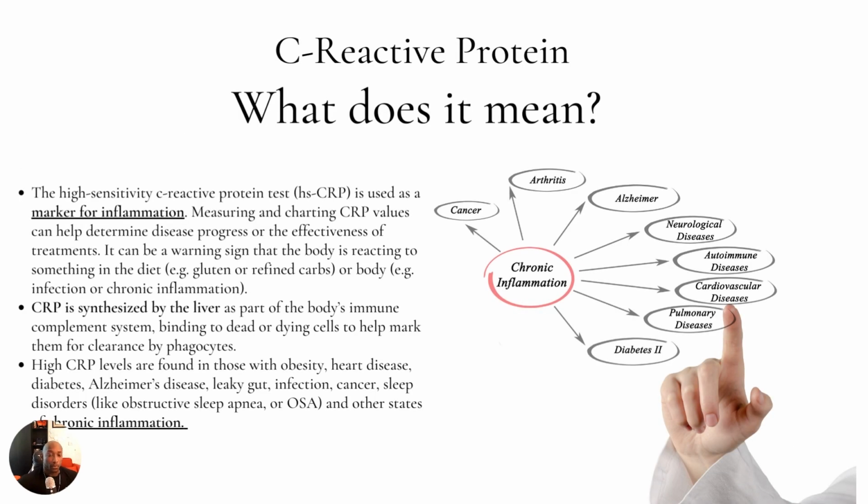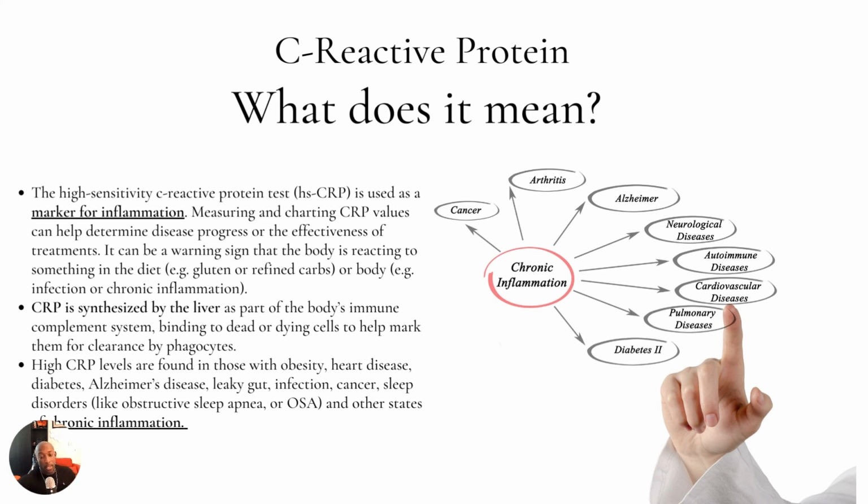Now we're going to go into the C-reactive protein. So what does it mean? This is a very important marker that a lot of people don't check, but you should, because here's why. This is a marker of inflammation, and measuring these values can help determine disease progress or the effectiveness of treatments. And it can be a good warning sign that your body is reacting to certain things like your diet, from gluten, refined carbs, or an infection or chronic inflammation.